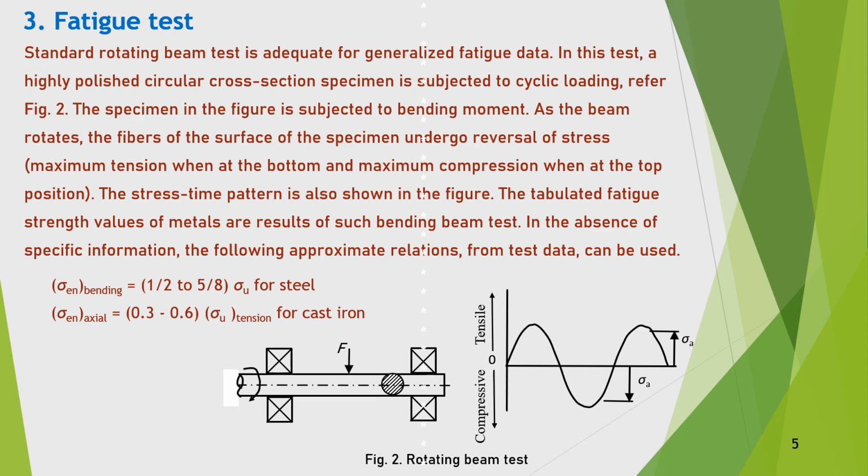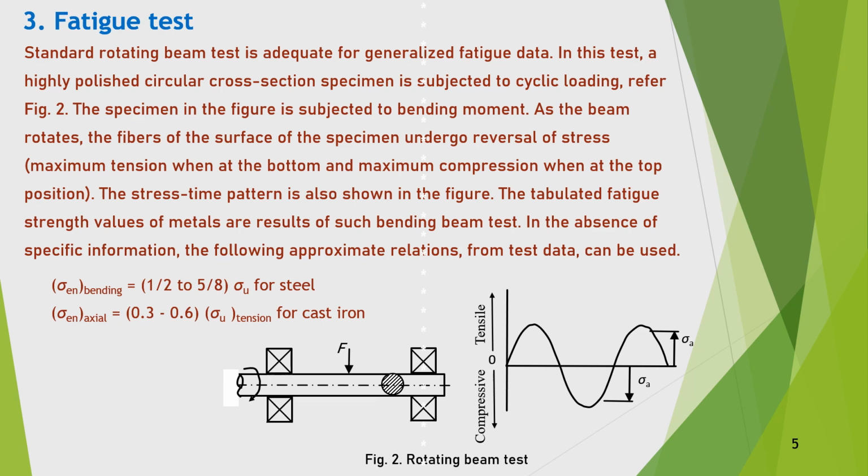We know that a tensile test on a universal testing machine is carried out to find the yield strength and ultimate strength of a material. Similarly, a fatigue test is carried out to find the endurance or fatigue strength of the material. This is known as the standard rotating beam test. It is adequate for generalized fatigue data. In this test, a highly polished circular cross-section specimen is subjected to cyclic loading. Refer to figure 2. In figure 2, the specimen is subjected to bending moment.